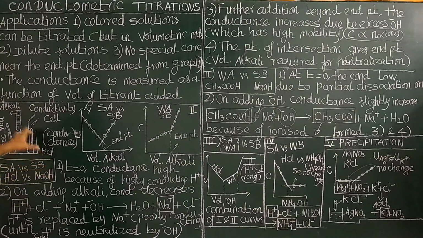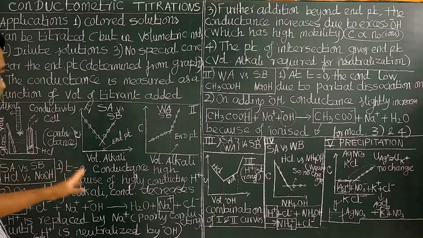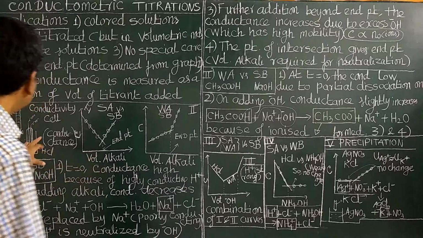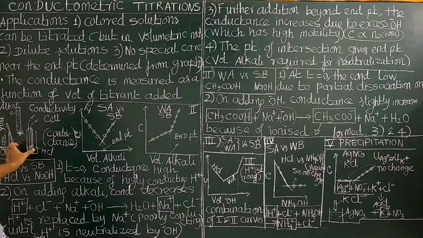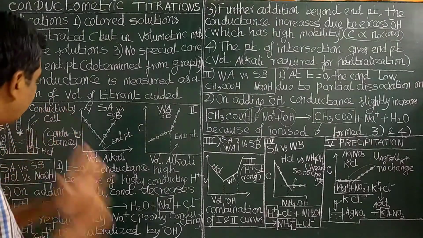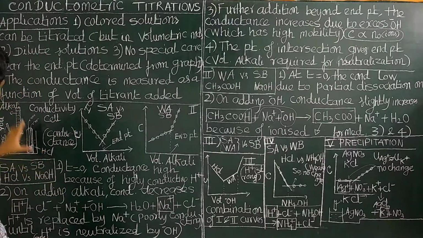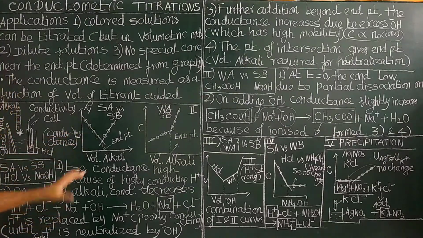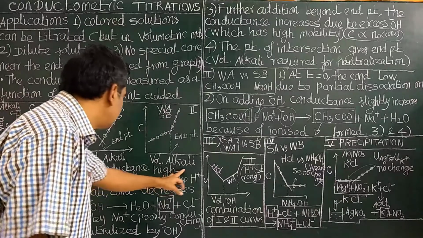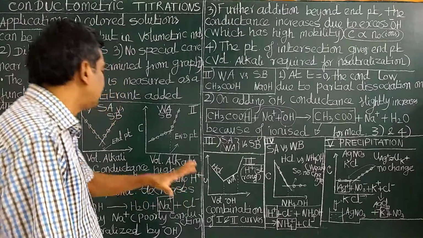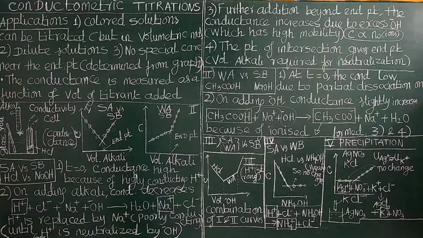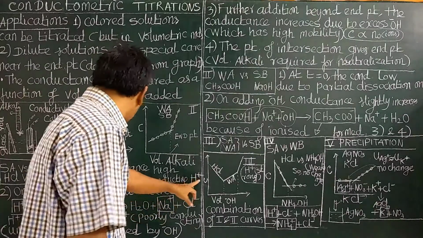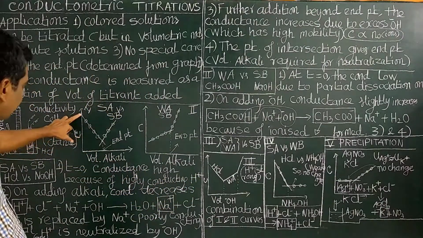Now let us see strong acid versus strong base, HCl versus sodium hydroxide. HCl is taken in the beaker, and sodium hydroxide is taken in the burette. In the beginning, at V equal to 0, the conductance is high. Why is the conductance high? You have only HCl, you have not added alkali. Therefore, H plus and Cl minus. Remember, the H plus ion is highly conducting. The conductance is high due to the high mobility of the H plus ion.